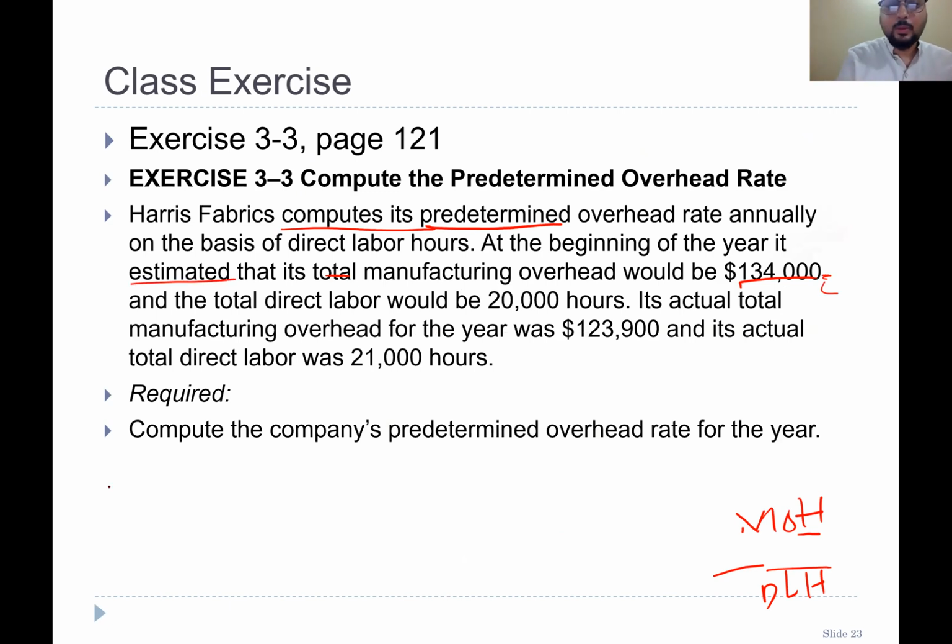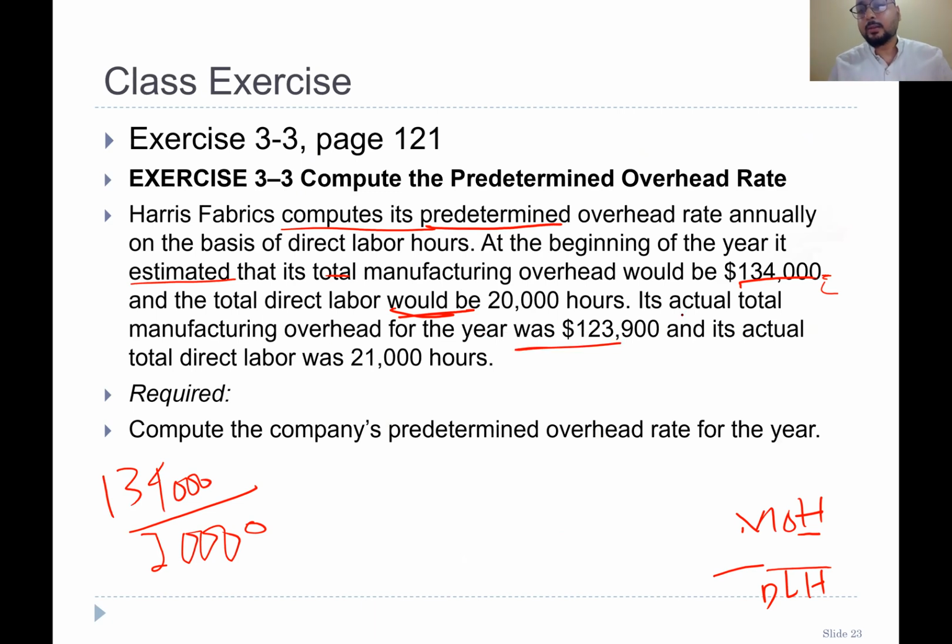So it means 134,000. And the total direct labor hours would be 20,000. So is this estimated or actual? It would be estimated. Its actual total manufacturing overhead is 123,900, and its actual direct labor hours was 21,000. So can we use this data to calculate the predetermined overhead rate?